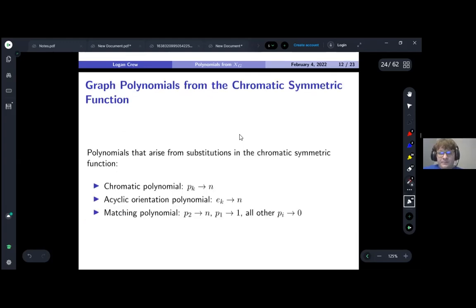So anyway, this means that we can get a lot of graph polynomials nicely from the chromatic symmetric function. And here's the point in the talk we've all been waiting for, getting to where the title is. We've seen the chromatic polynomial and this acyclic orientation polynomial, which by itself is perhaps not often studied in graph theory, but it does come from this.